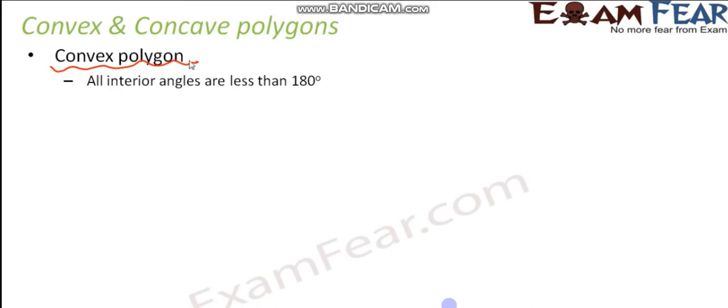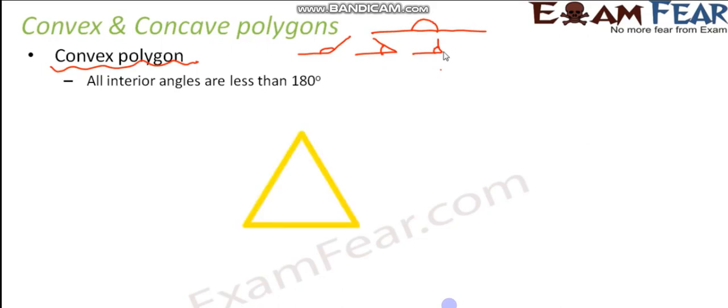So when we talk about a convex polygon, all the interior angles are less than 180 degrees. So what does 180 degrees look like? 180 degrees is a straight angle. So when we say anything less than 180 degrees, the angles are all less than 180 degrees. Let us look at some examples of convex polygons.